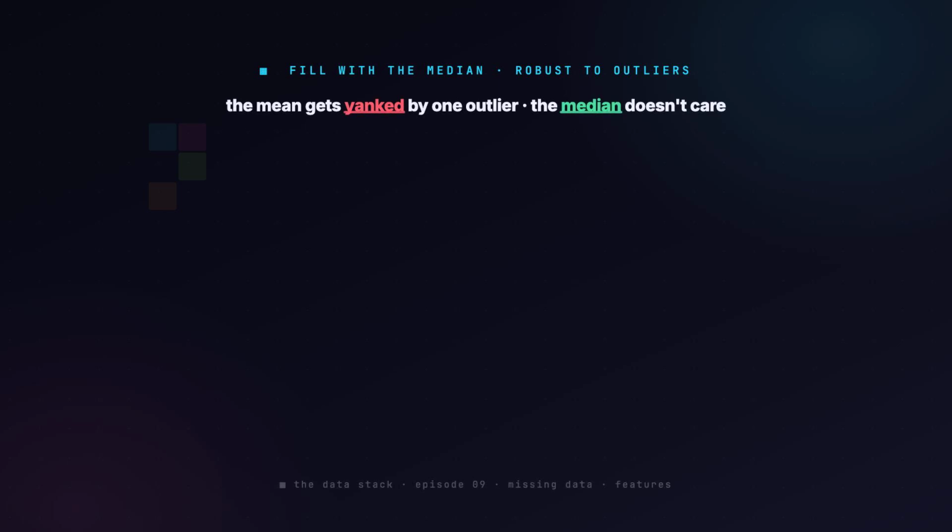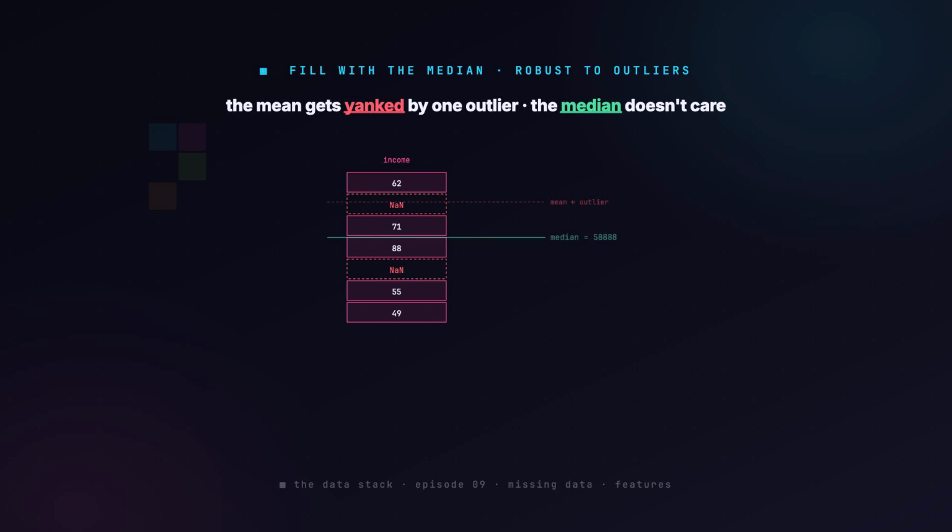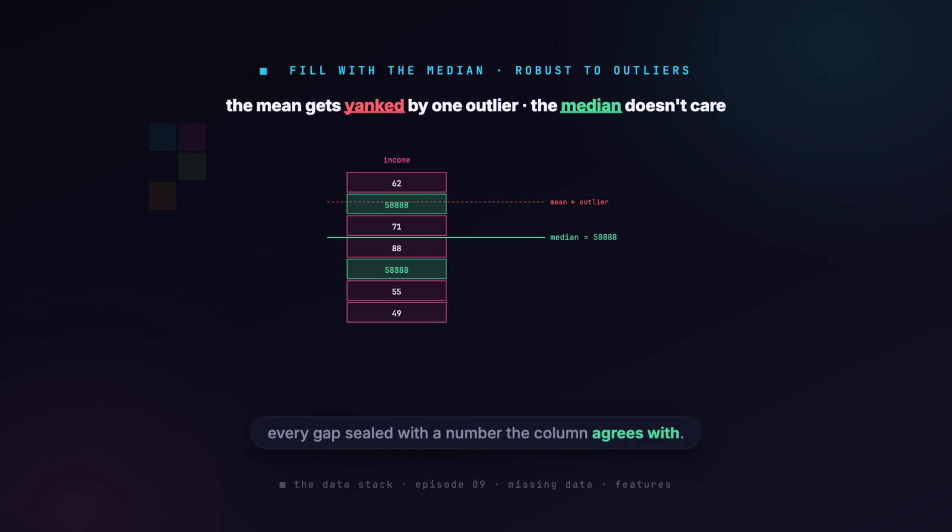To fill a numeric hole, you need one number to stand in. The mean is tempting, but 1 billionaire drags it sideways. The median doesn't care. It's the middle value, robust to outliers. So fillna with the column median. Age gaps become 44.5. Incomes become 58,000. Every hole sealed with a number the rest of the column agrees with.